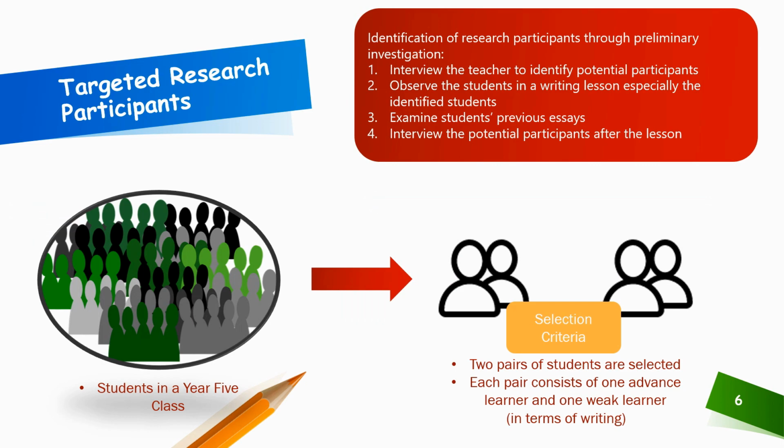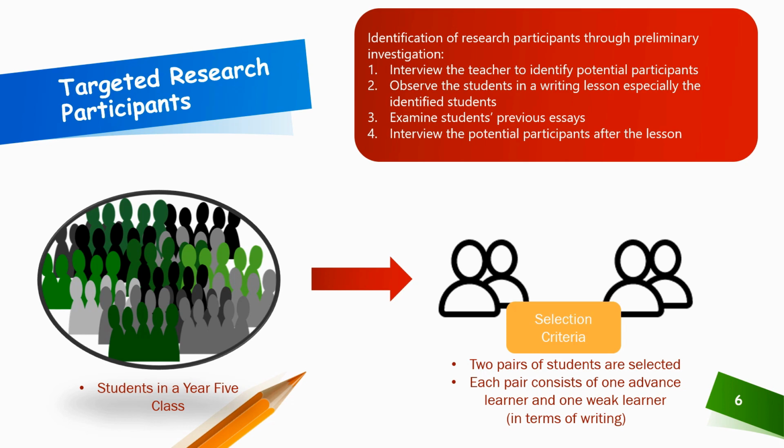For the targeted research participants, I will identify them through preliminary investigation. First, I will interview the teacher to identify potential participants. Second, I will observe the students in the writing lesson, paying special attention to the identified students. Third, I will examine students' previous essays to see what problems they face. And fourth, I will interview the potential participants after the lesson to know more about them.